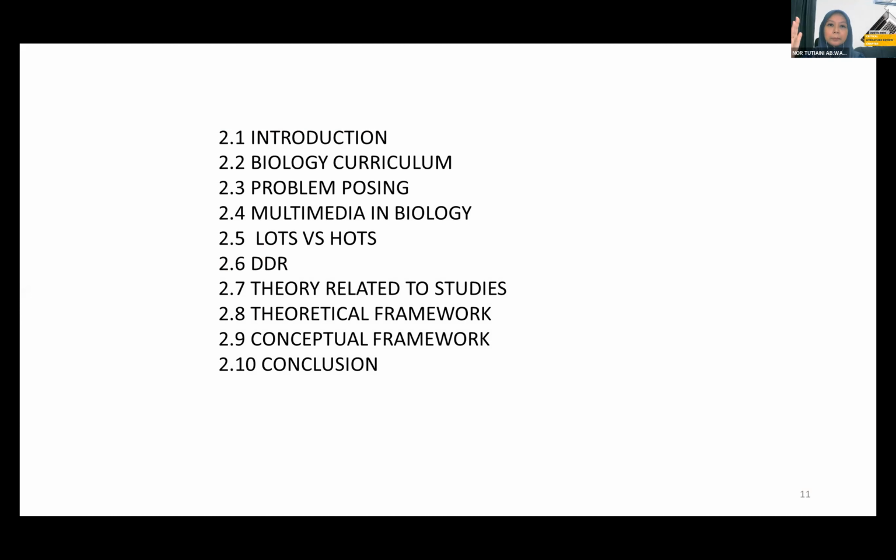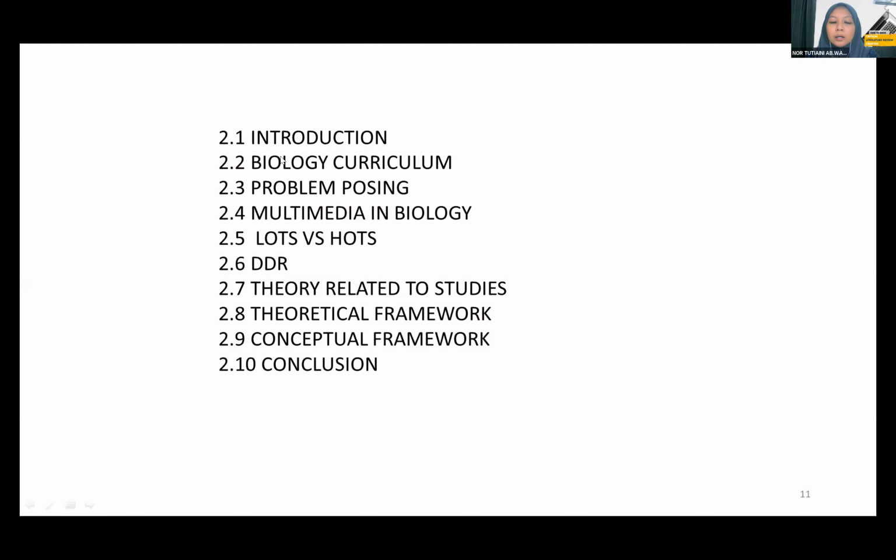Okay, so these are examples of the structure of chapter 2. These are just examples, but later you can reflect on your own literature review chapters. For example, I have my introduction, biology curriculum, problem posing, multimedia, LOTS versus HOTS, DDR, theory related to studies, theoretical framework, conceptual framework, and conclusion. All of this we call themes. In the thematic approach, they are actually the topics of our chapter.